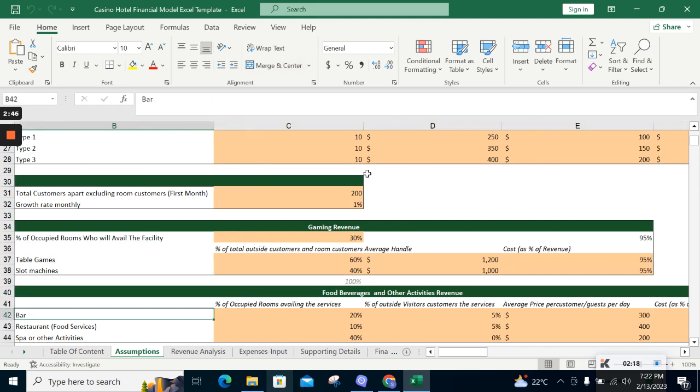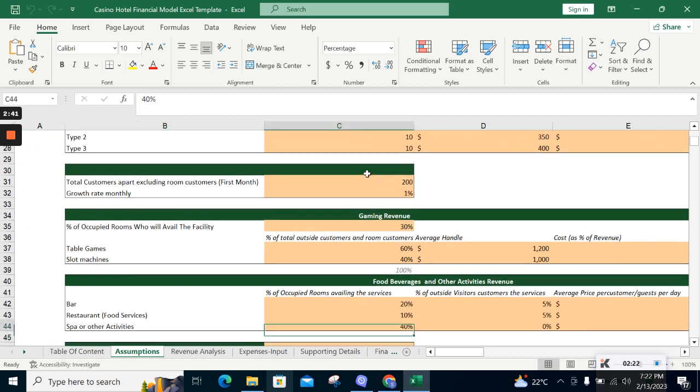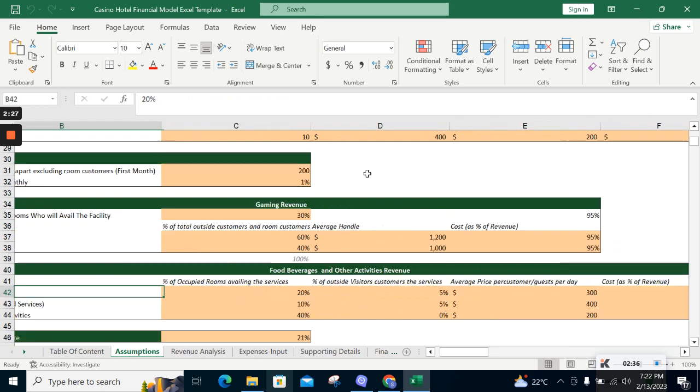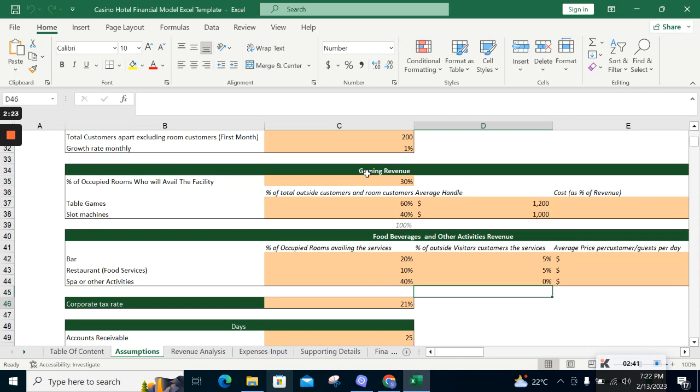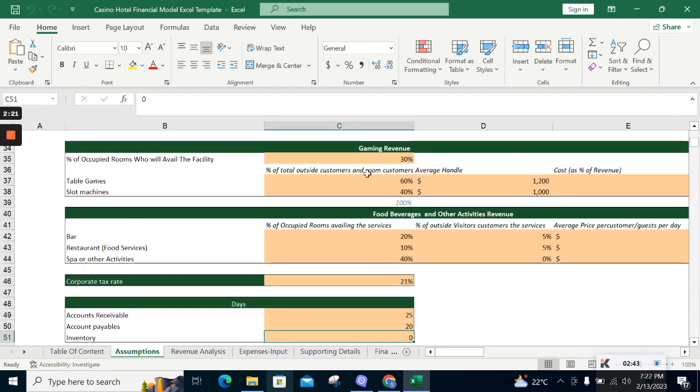So this is the average handle, and then the cost as a percentage of revenue for the games. Then we have the bar, restaurant, and spa and other activities. So the percentage of occupied rooms who will avail the bar facility, restaurant, and spa facility, and the outside visitors or customers who are going to avail the same facility. And then the price and cost for the above categories. And then we have the corporate tax rate, and then the account receivables and payables days.